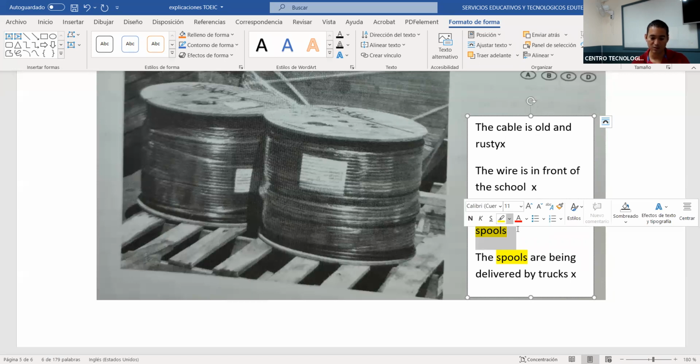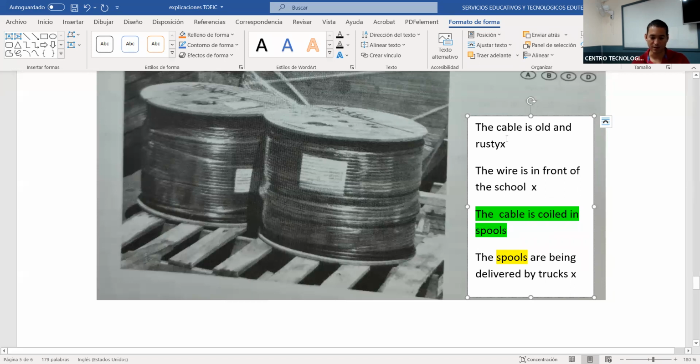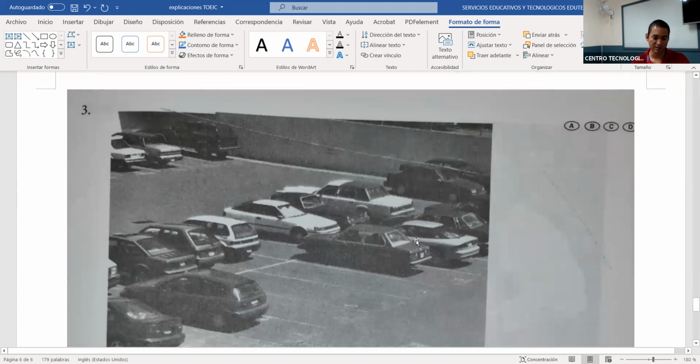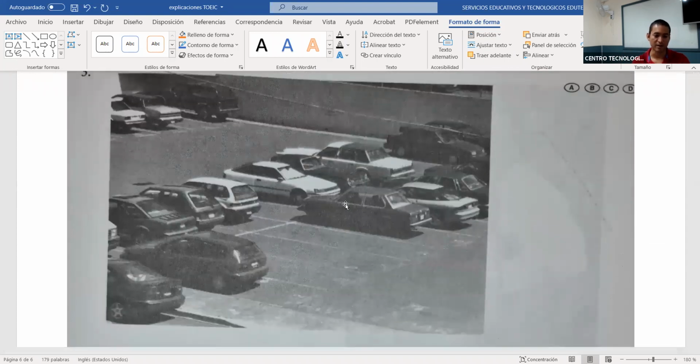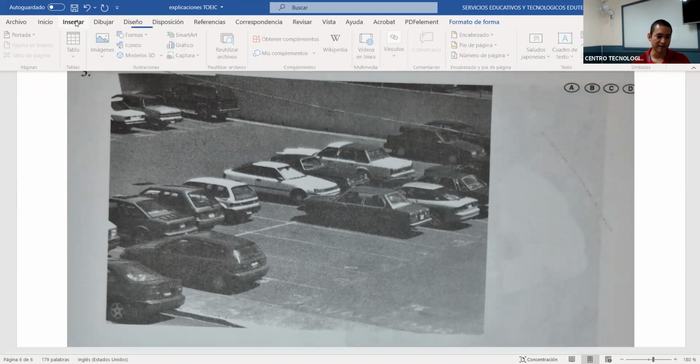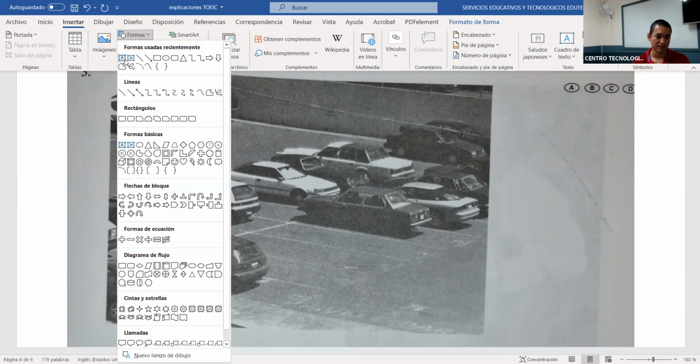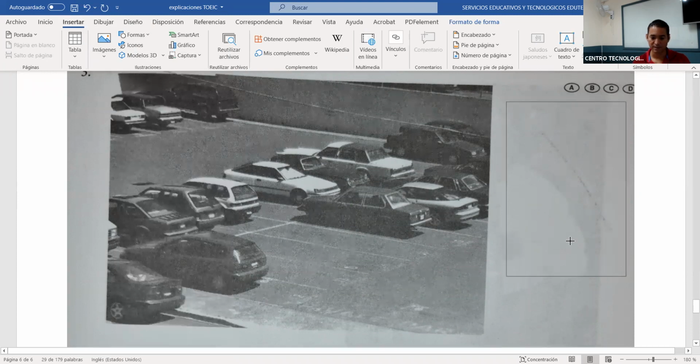Probably you didn't know about the meaning, but applying the strategy, you get to the right response. So now, remember, you don't need to understand every single word. Once you apply the strategy, you get to the right response. So coil is envuelto and spools are like carretes. Okay. Now let's move to the other two activities. We would apply the same strategies. So let's pay attention to this.